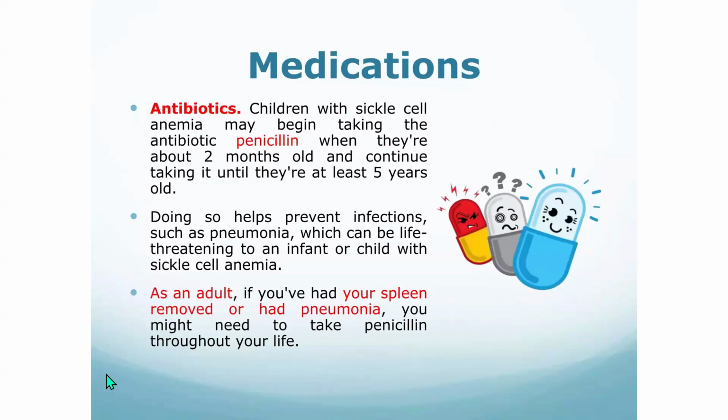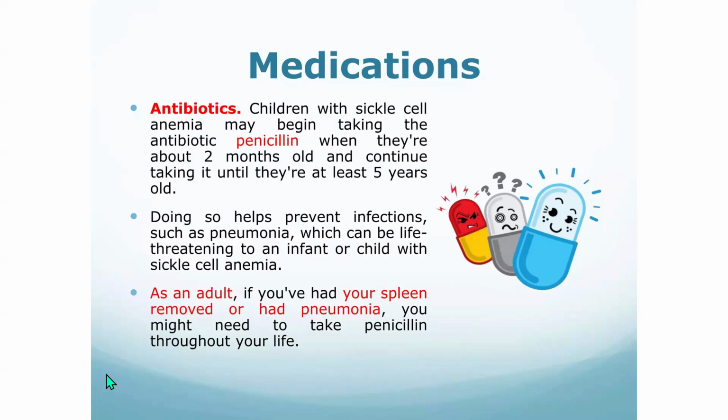As for medication, antibiotics are always needed to prevent infections due to the damage caused by sickle cell anemia to the spleen. Usually a child of 2 months is expected to start taking penicillin. Children that have sickle cell are expected to take penicillin from 2 months to at least 5 years old.